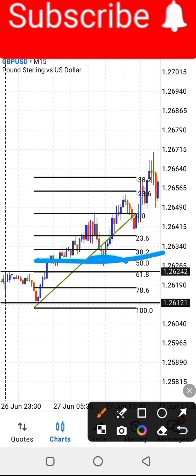You can even fine-tune your entry by going down to your 5 minutes time frame to see if there's an order block below the 50 level, or if the order block is exactly at the 50 level. But ideally you should try to buy below the 50 level.